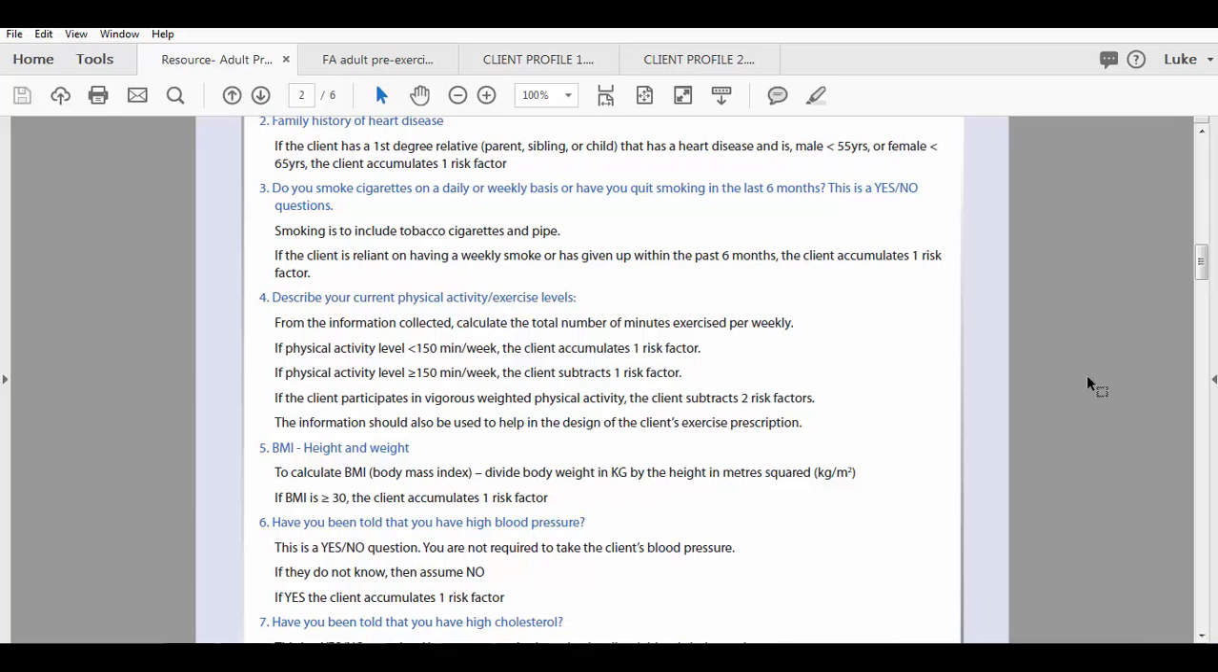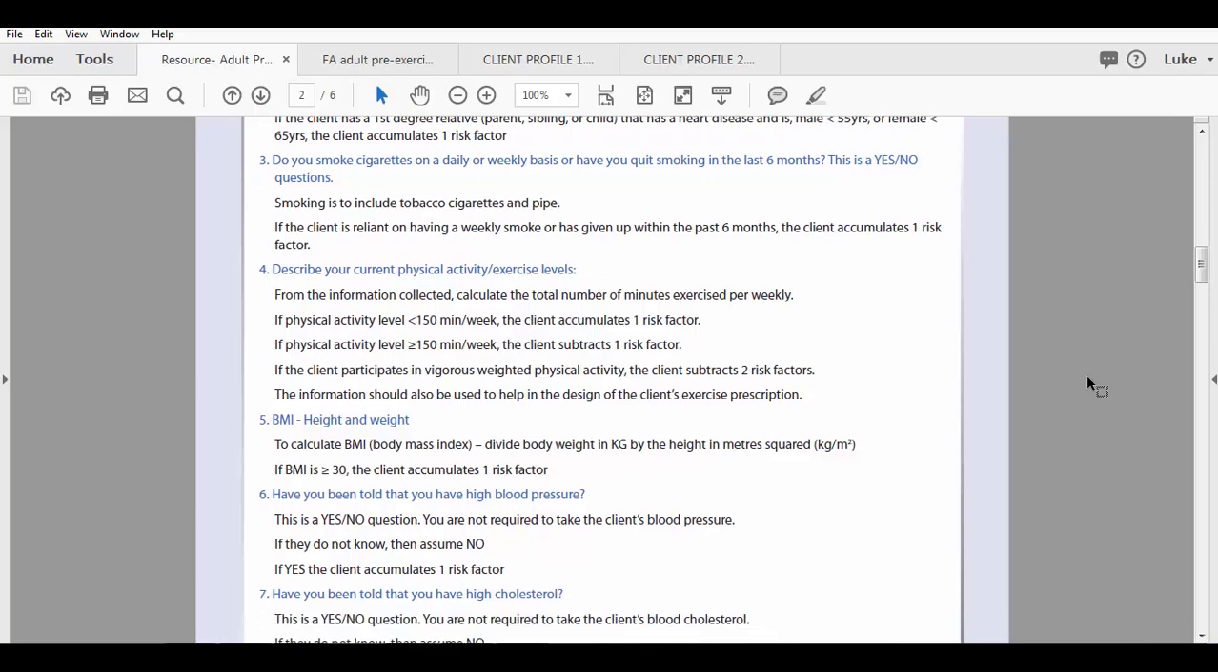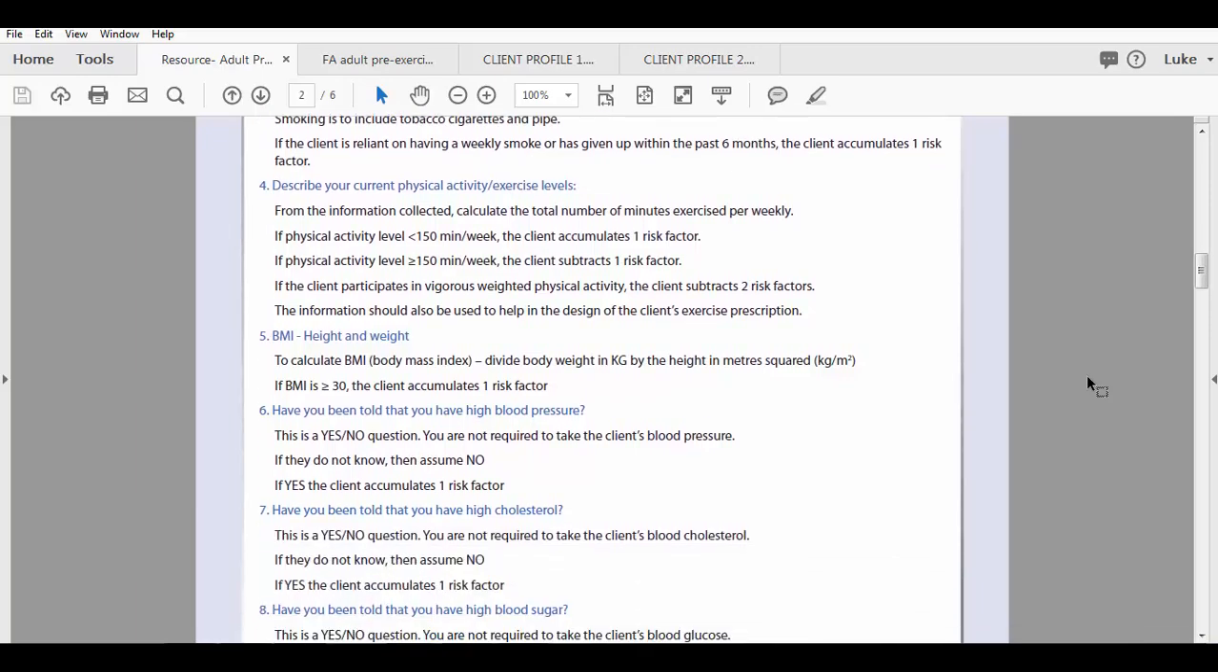Now BMI, in relation to height and weight. If you calculate the BMI, which again is going to be kilograms divided by height in meters squared, if your overall score there is equal to or greater than 30, then you'll get a +1 score. If you're less than 30, you get a 0 score. Simple yes or no questions.